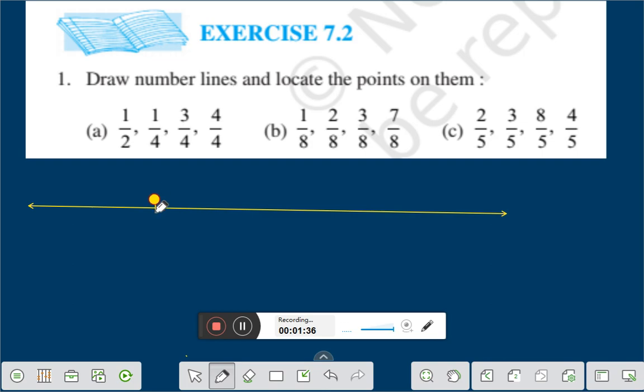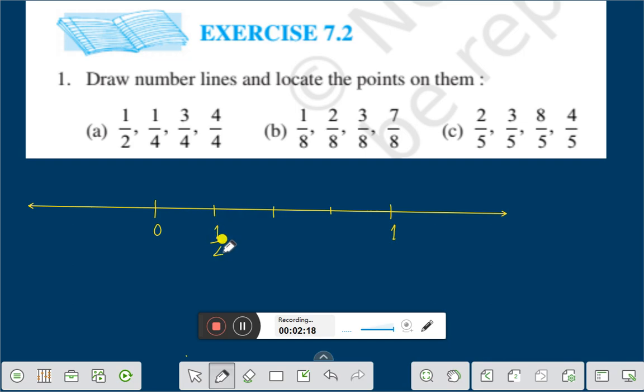Here we have taken 0. And here we have taken 1. Now this is 1 by 4. That means you have to divide this 0 to 1 line into 4 equal parts. Right? 4 equal parts. Therefore, we are dividing this 0, 1 distance into 4 equal parts: 1, 2, 3, 4. And 1 by 4, that means this point is 1 by 4.